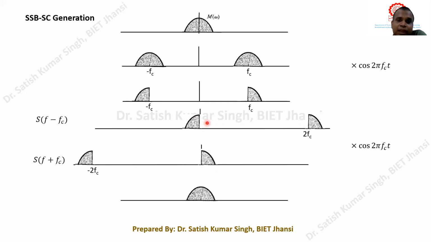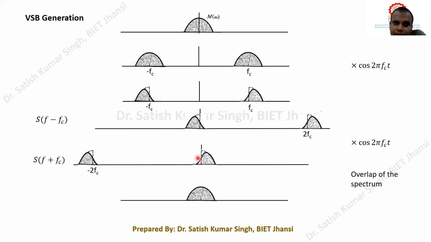You remember that. In the case of SSBSC signal, this spectrum is not overlapping, but in the case of VSBSC signal, we can see that this much portion is going to overlap. So to get back the original message signal, this overlapping portion should be such that if we add them together, it will be able to construct this portion, so that we will be able to get back the original message signal. I hope this is clear.